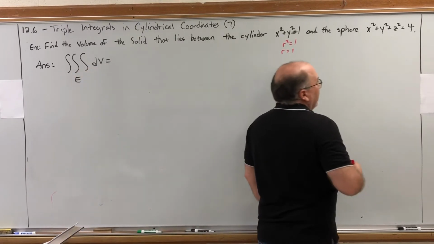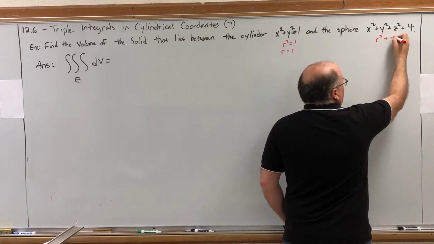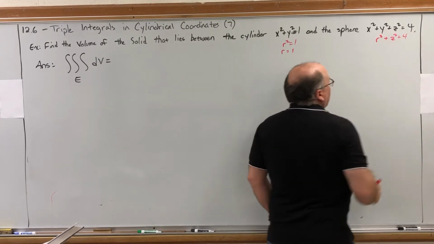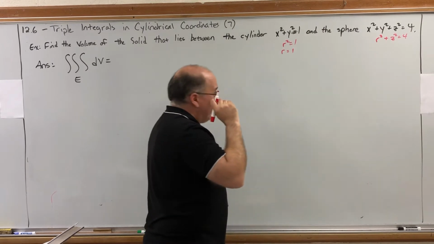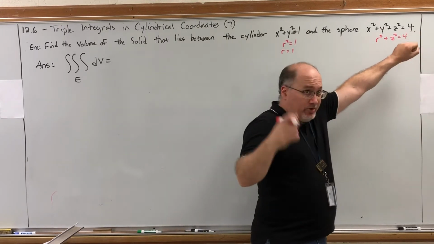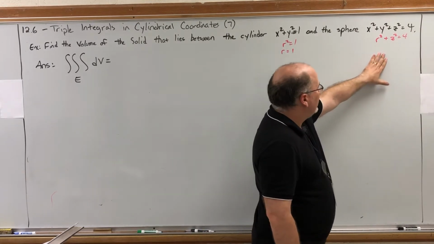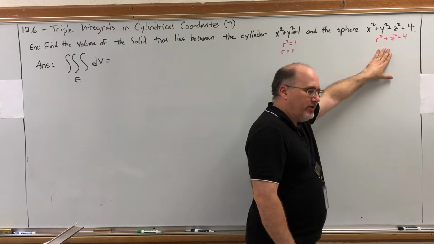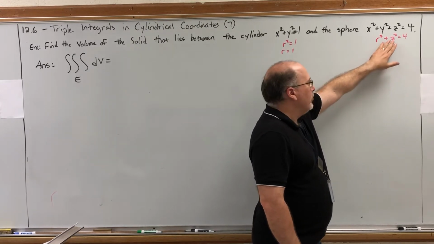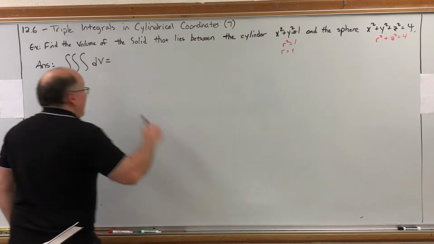Over here, however, we have x squared plus y squared plus z squared equals 4, so that's r squared plus z squared equals 4. So now I know what a sphere looks like. This is a sphere, its radius is 2, it's centered at the origin. It's just like a circle except in 3 dimensions. But when it comes to converting the integrals and limits of integration into cylindrical, we're going to have to take advantage of this equation. All right, so let's see what the solid looks like.